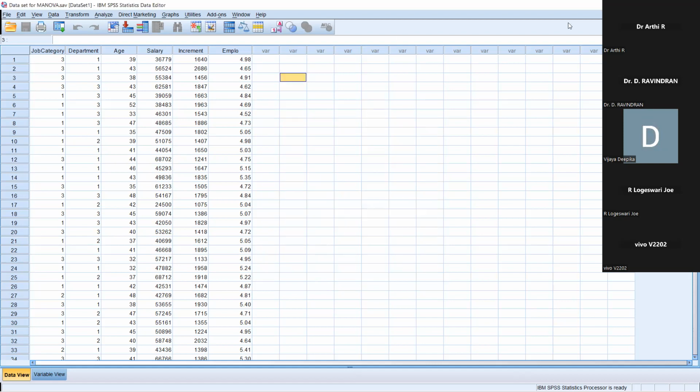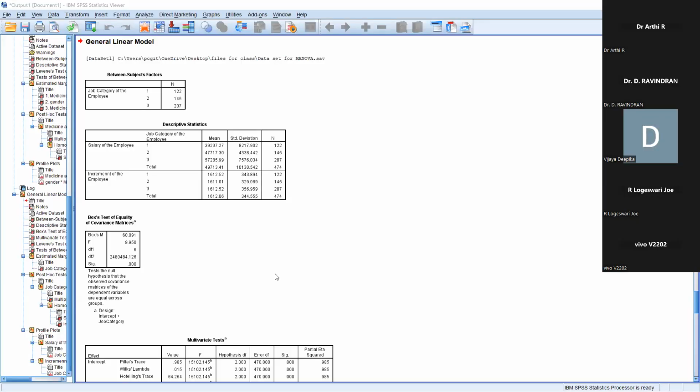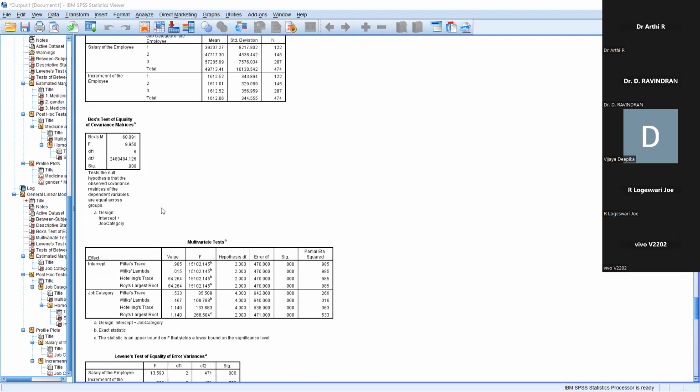I will stop sharing and I will open my output file. Right. So we got this particular output here. The first table shows you the number of employees in the different job categories. Then the descriptive statistics shows a breakup. It's like a cross-tab table between salary and job category, increment and job category. Then this is the Box's test of equality.